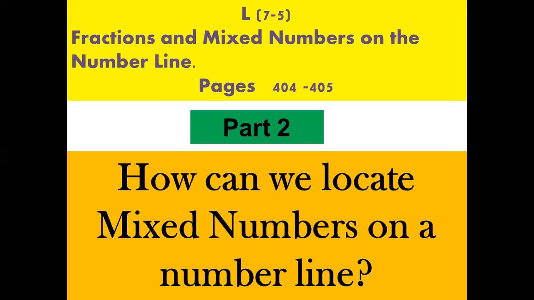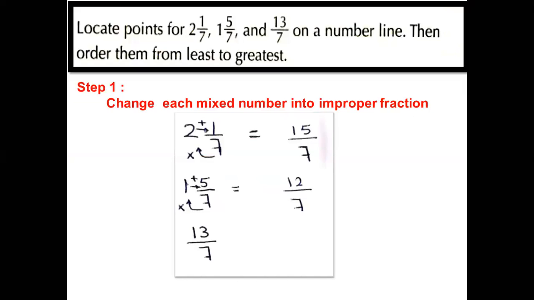Now, fraction and mixed number on the number line. How can we locate a mixed number on a number line? Look at this question: locate points for 2 and 1 over 7, 1 and 5 over 7, and 13 over 7 on the number line, then order them from least to greatest. In the first step, I will change each mixed number into an improper fraction. Do you know how to rewrite a mixed number as an improper fraction?